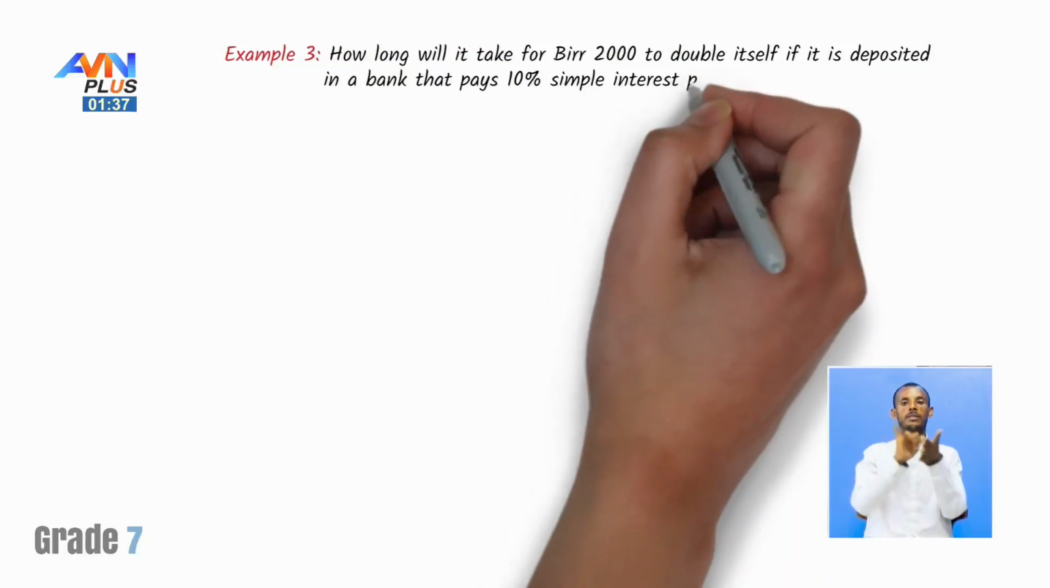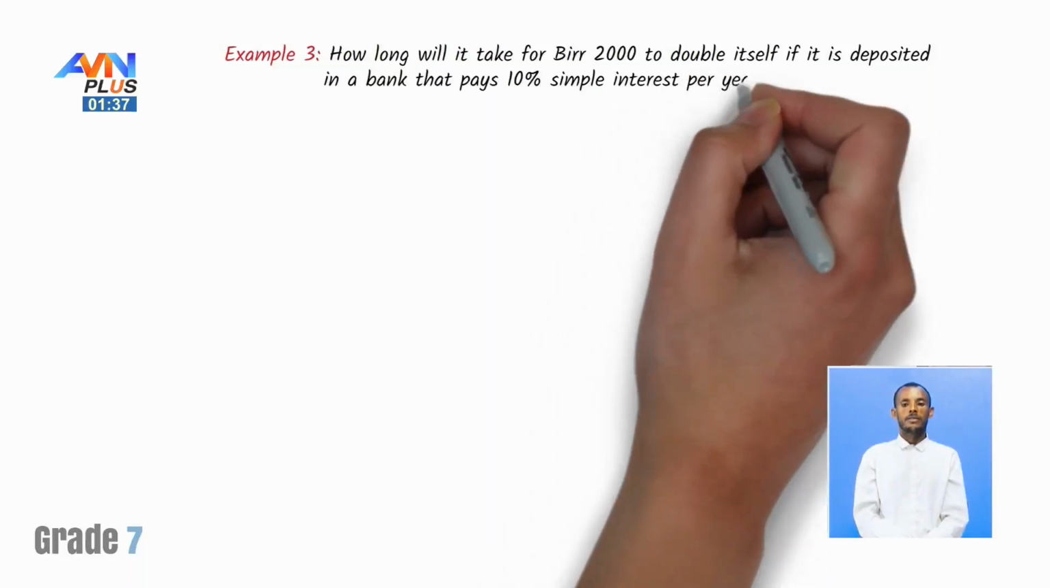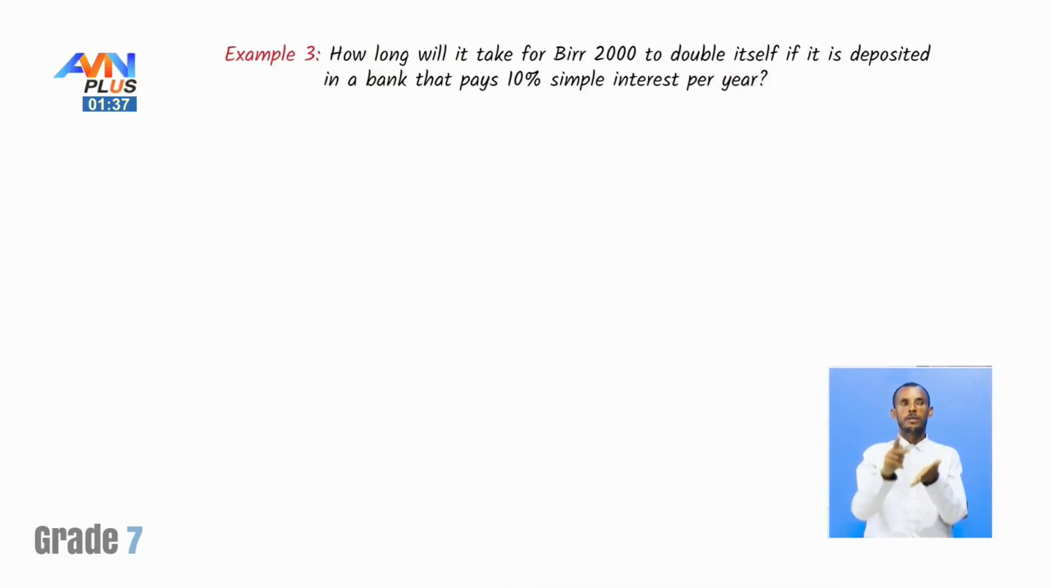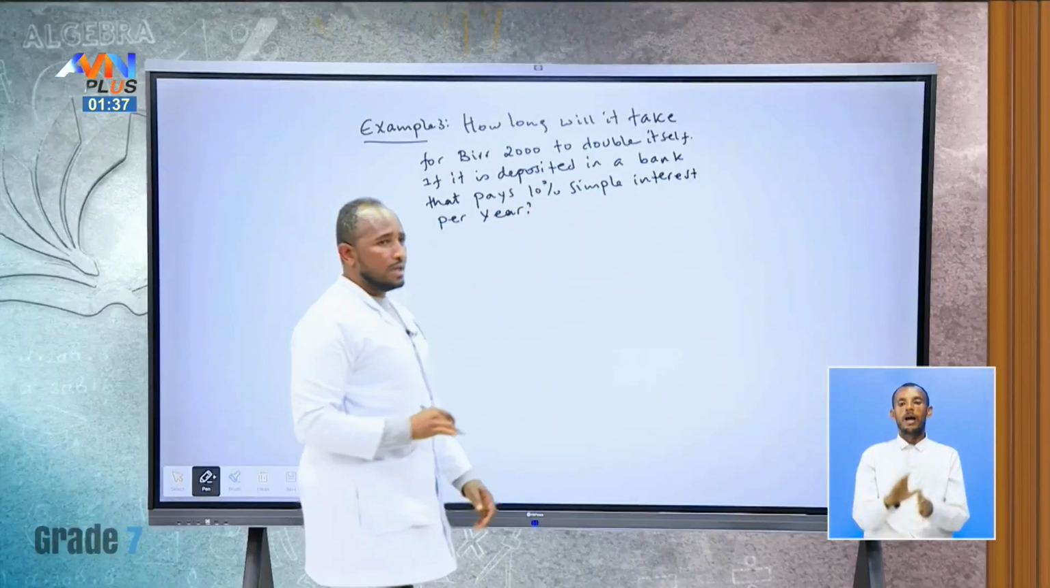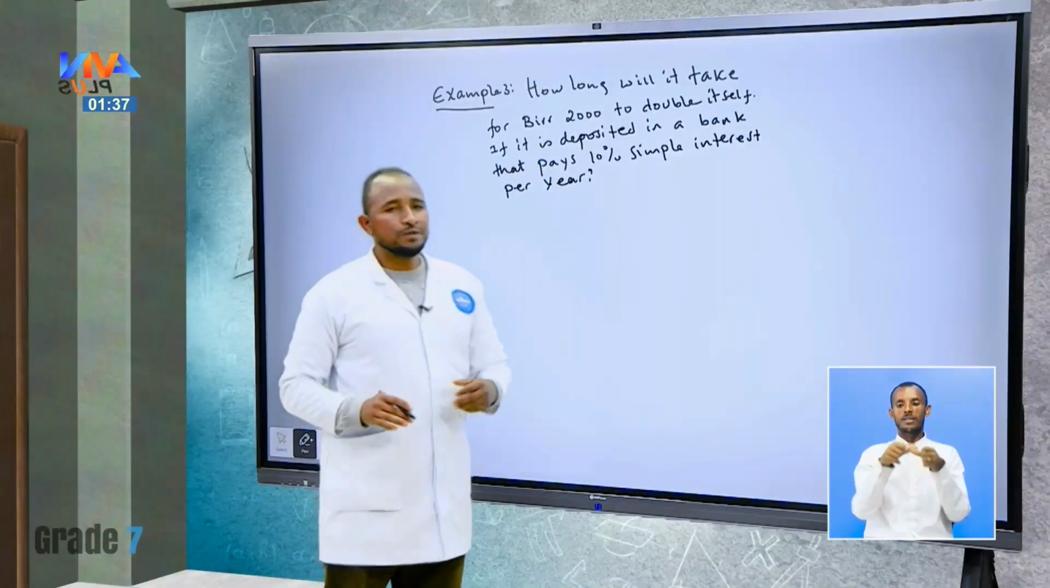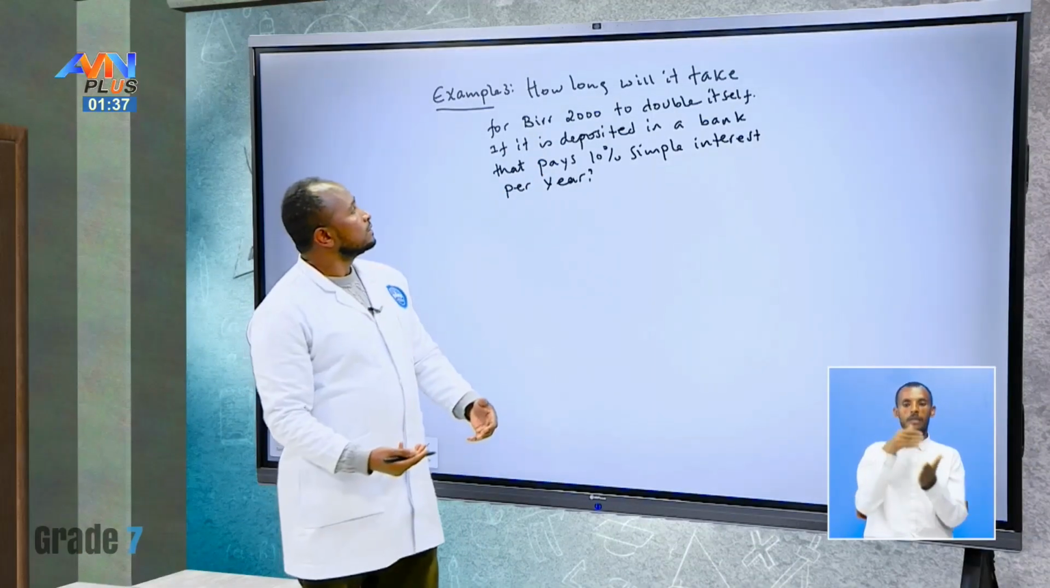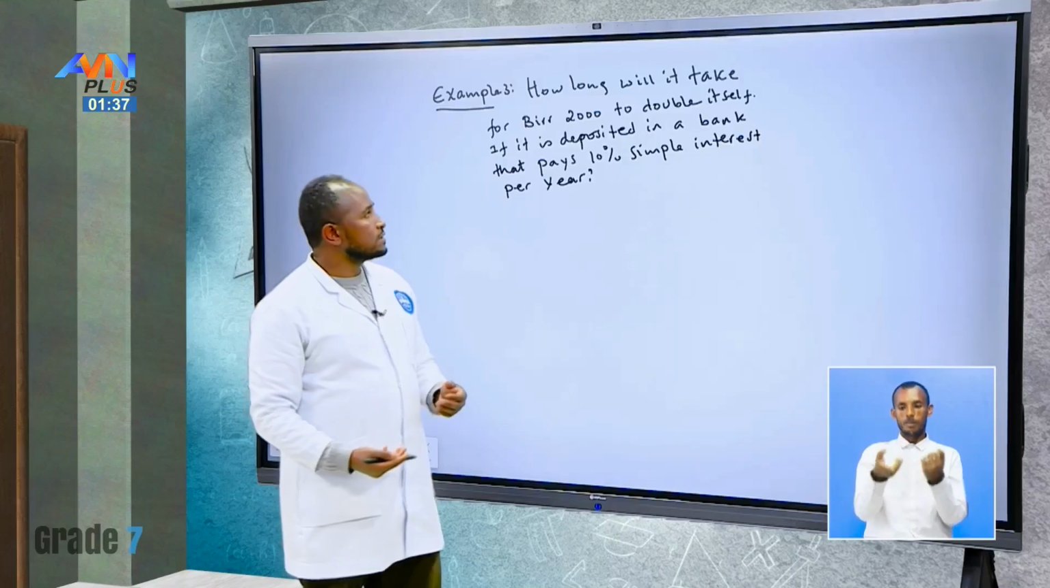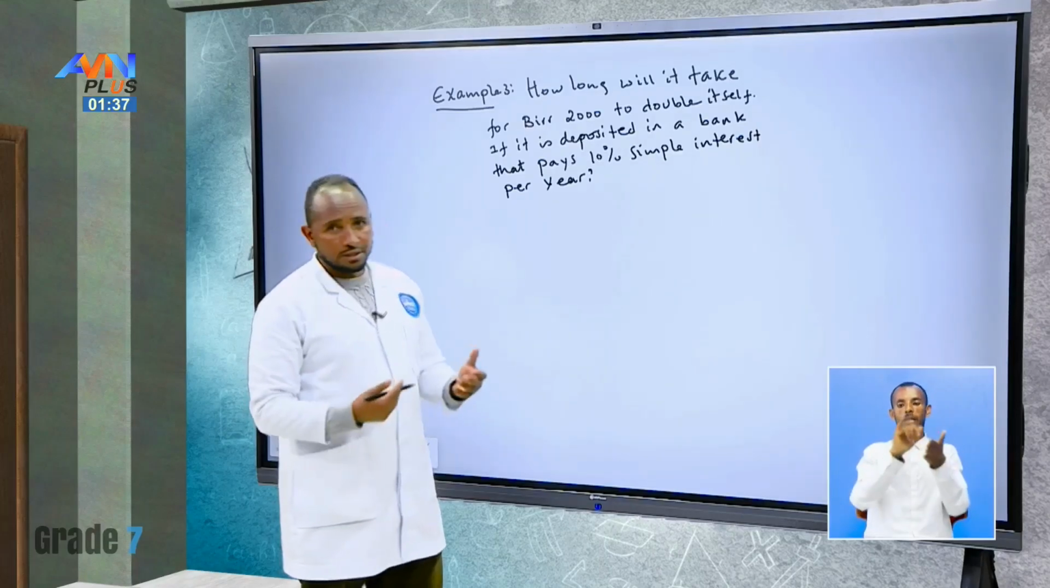that pays 10% simple interest per year. That is the question. So how long will it take for this 2,000 birr to double itself, if it is deposited in a bank that pays 10% simple interest per year?